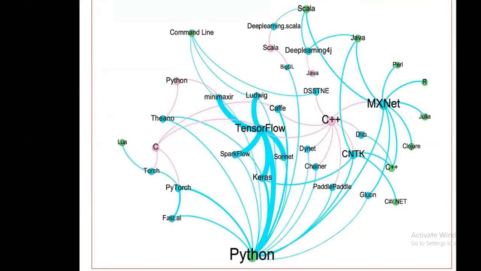If you see this diagram, it is integrated with Keras, SparkFlow, TensorFlow, Theano, Torch, Lua, PyTorch, Fast.ai, C#, Paddle, and dlib, C++. MXNet is connected to Perl, Java, R, Julia, Clojure, and various tools are integrated with Python. Python is so popular because a rich number of libraries are incorporated. Thanks to Guido van Rossum, he invented the Python programming language.